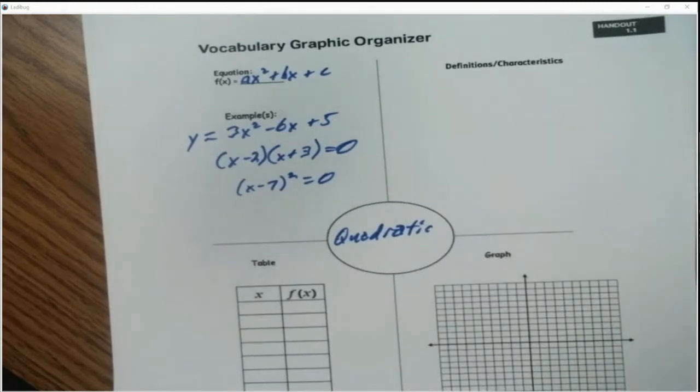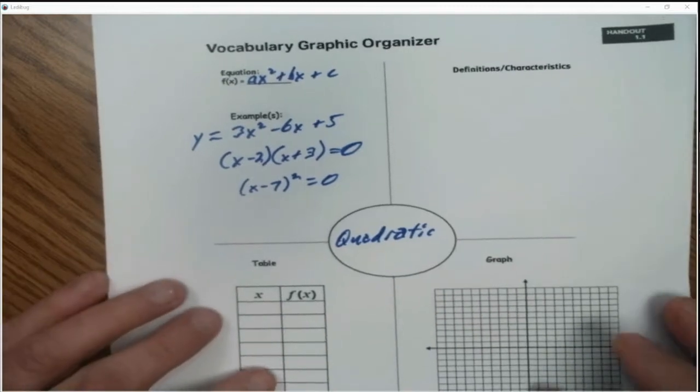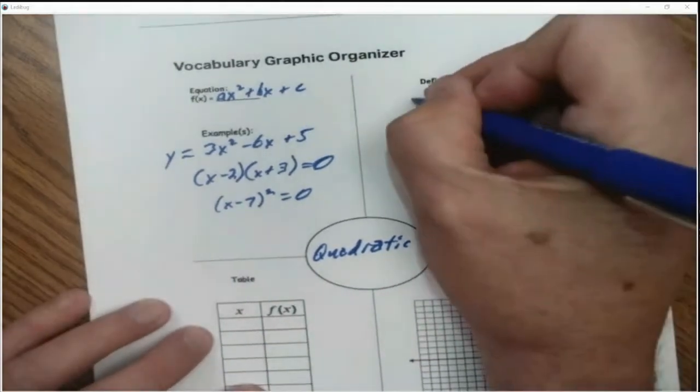So what are some of the definitions or characteristics of what we expect to see with a quadratic? What do we see with a quadratic? A U shape, up if positive, down if negative. It's a parabola. All right, thank you for that. It has exponents of 2. Okay, so U shape.